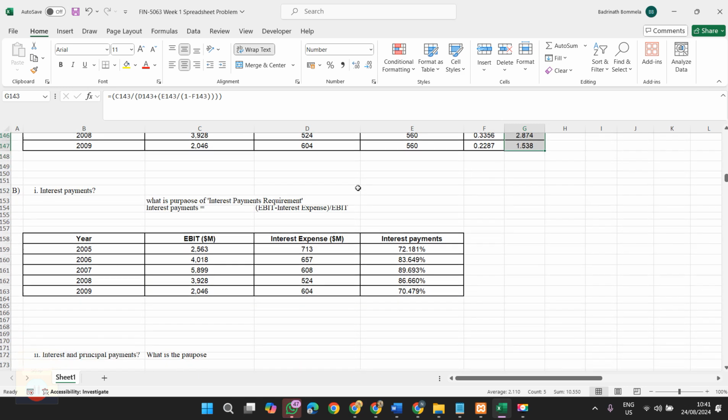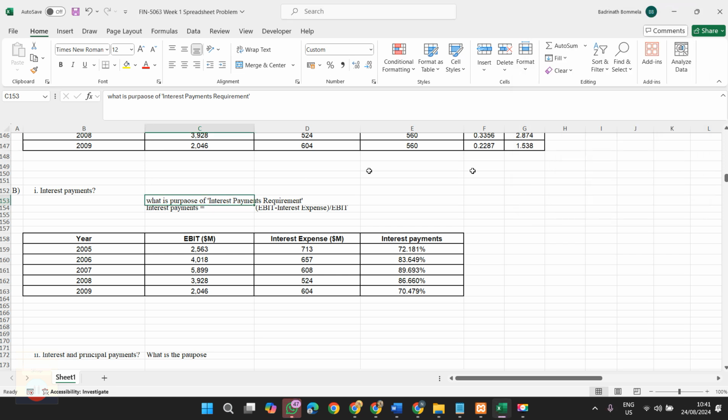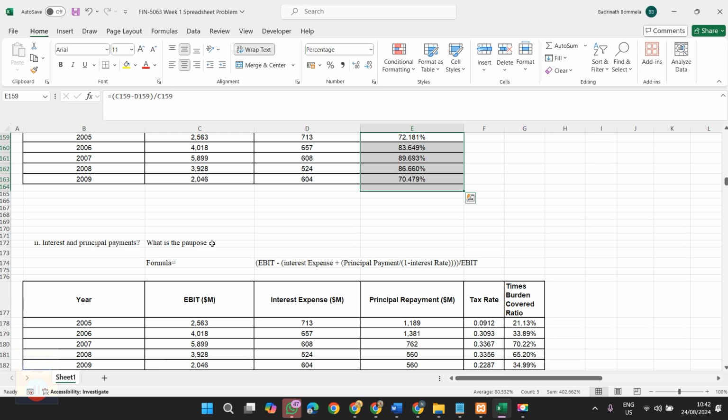All right. Next one, interest payments. For the interest payments requirement, cross check again what kind of values we are calculating, what its purpose is, and other things. Just have a look into it. Please cross check them and then perform some simple analysis. A simple conclusion about how the values changed.